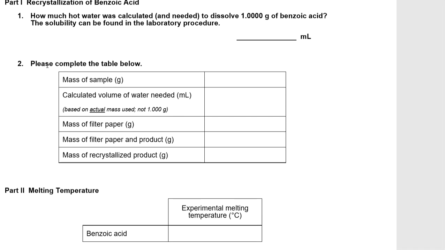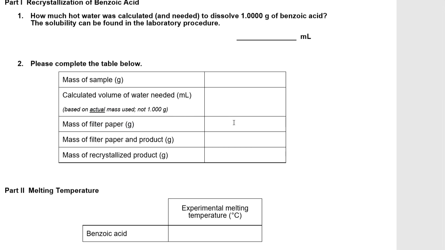Okay. Question number 2, it says, please complete the table below. What was the mass of the sample that you had in the very beginning? Then the next box, what's the calculated volume of water needed? Well, this is not the same answer from question number 1. This is based on your amount that you actually used in the experiment. So yours is not going to be 1.0000 exactly. They want you to do that calculation again that you did with question 1, but use your actual mass that you used in the lab. So once you do that calculation, that's the new number that goes there.